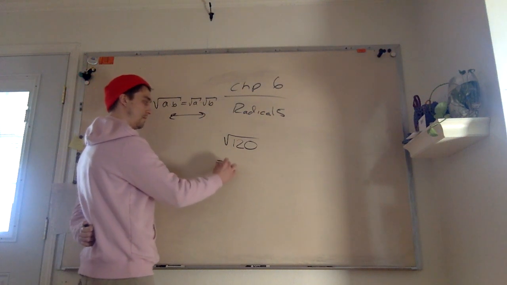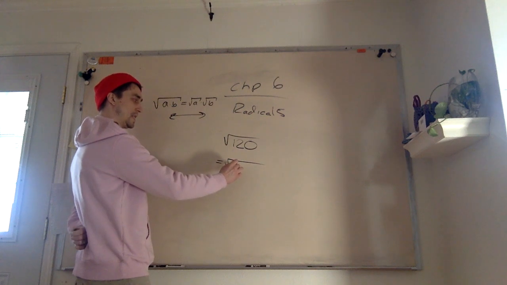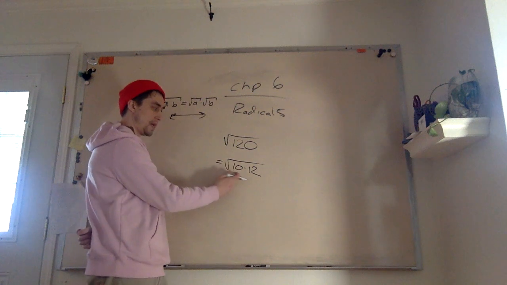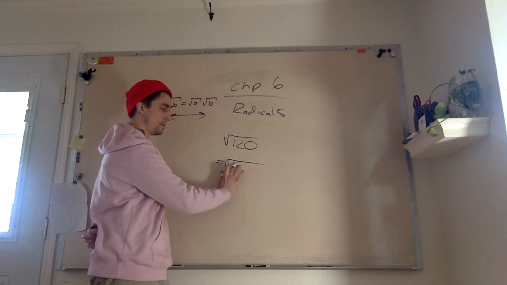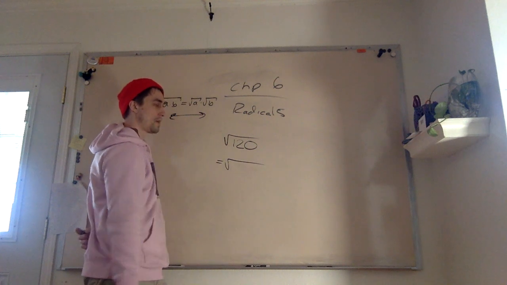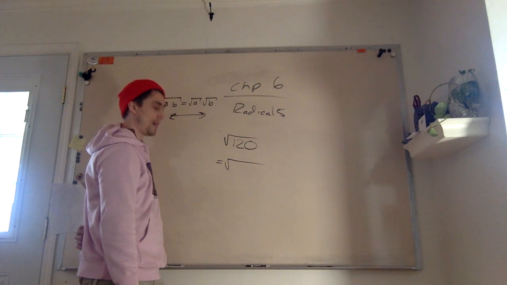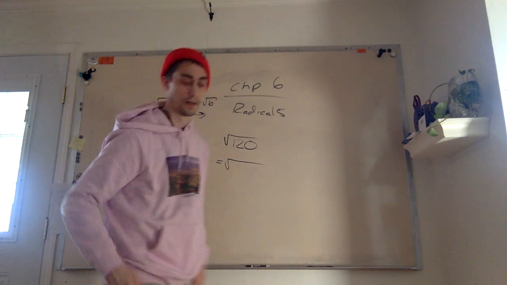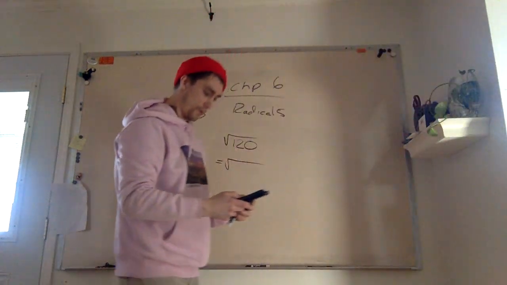So 120 is 10 times 12. But again, neither 10 nor 12 are perfect squares. So that's probably a bad choice. So I might say 25. It's really nice to have a calculator on hand here when you're doing this. You can just start running through things.